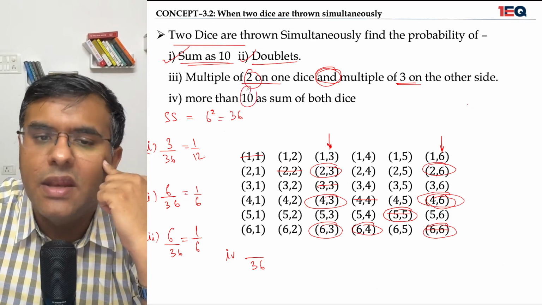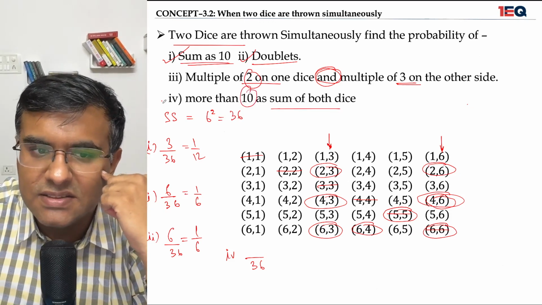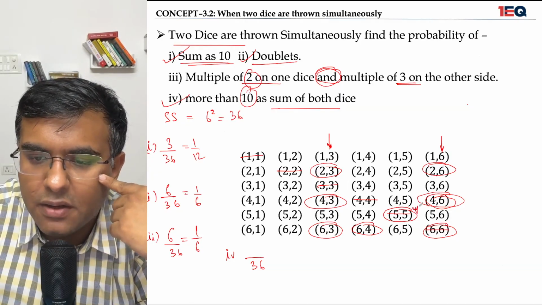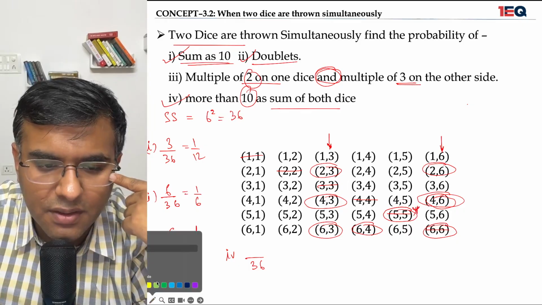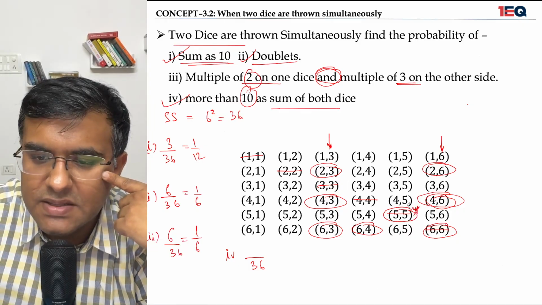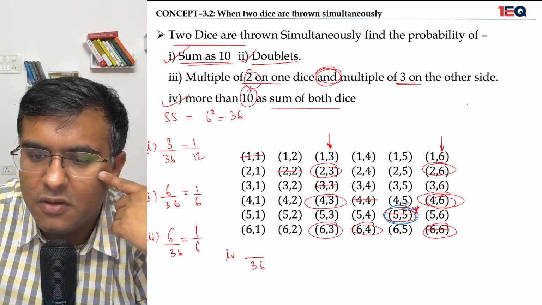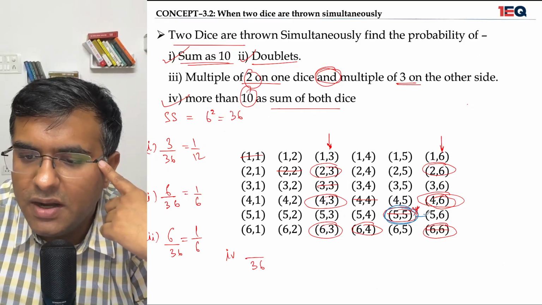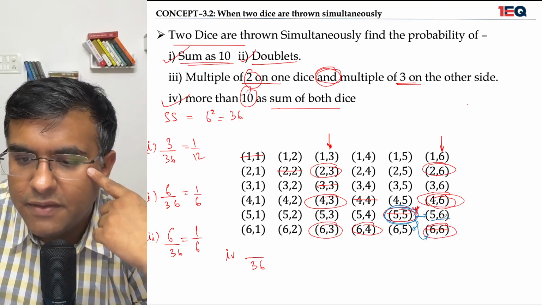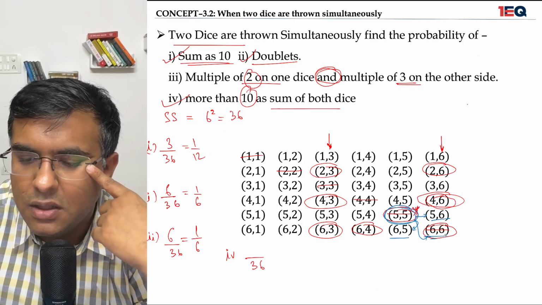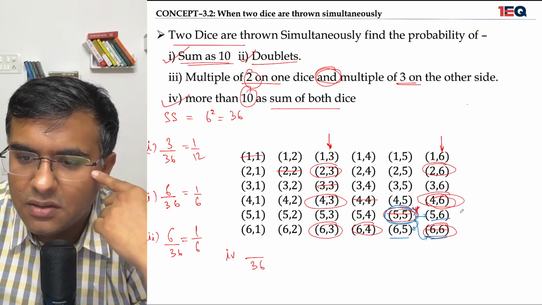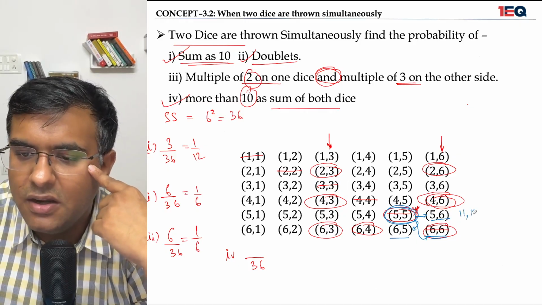More than 10 as a sum of both the dice. This is the next problem. See, I get the sum of 10. I'll just change the color of the pen. I'm getting the sum as 10 straight away on this die, 5 comma 5. But over here, 5 comma 6, 6 comma 5, and 6 comma 6. So these are the 3 points where the sum is 11 and 12.